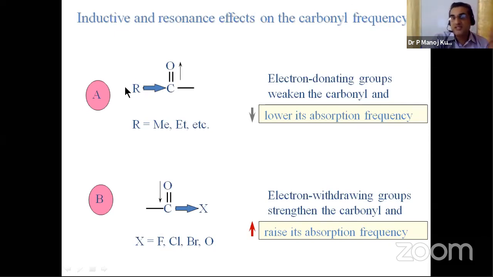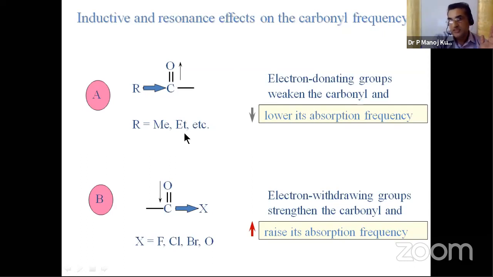Now, with the presence of an alkyl group, what happens? The alkyl group is trying to donate electrons to the carbon atom. In that effect, the bond is getting weakened. And once the bond is weakened, the frequency will be shifted to lower wave numbers. That is the reason why whenever you have a group which can exert a plus inductive effect, it will weaken the C double bond O, and the C double bond O stretching vibrational frequency will always occur at a lower wave number.